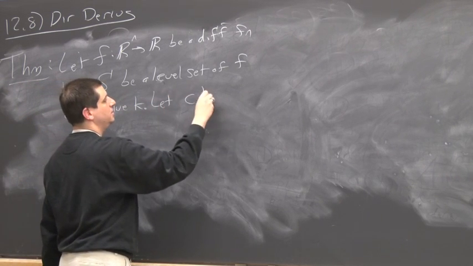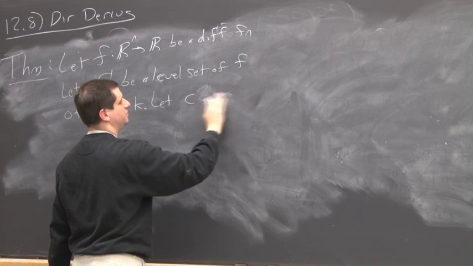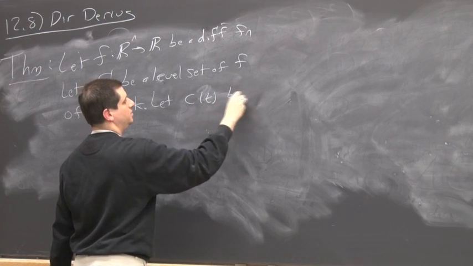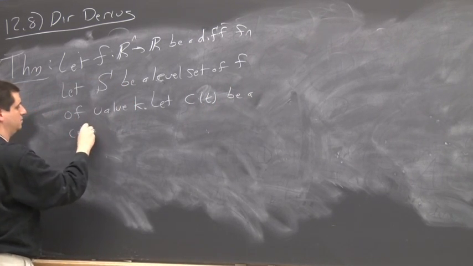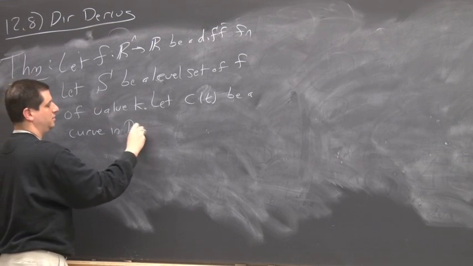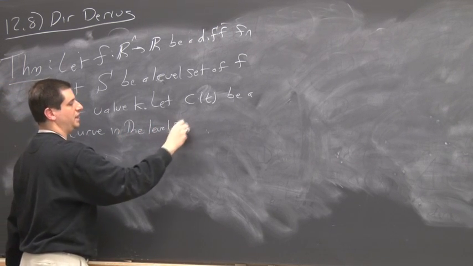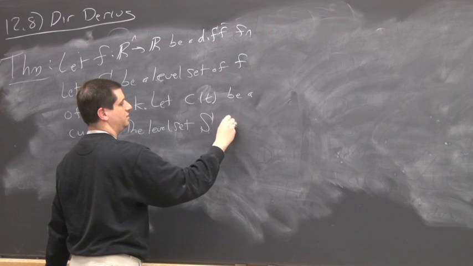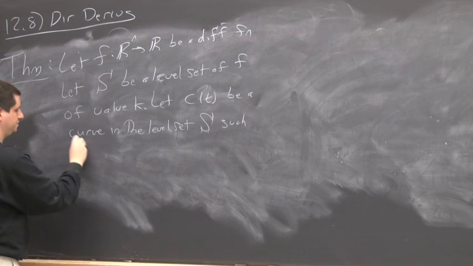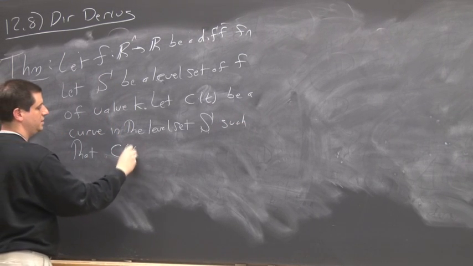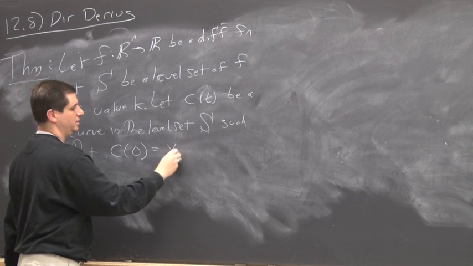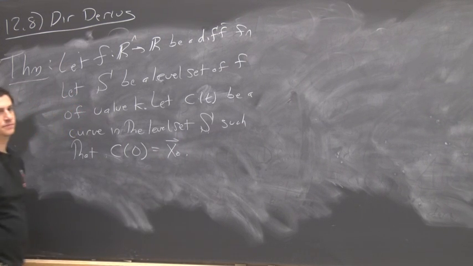Let c of t be a curve in the level set S such that c of 0 is my point x naught.